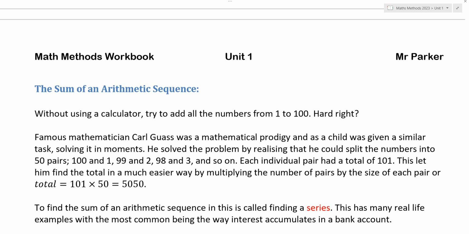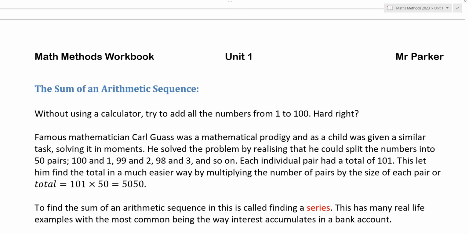And the teacher said to old Carl over there, mate, how come you're not working? He's like, I figured it out. And the teacher's like, well, what is it then? And he rattled off the answer. How did you do that? What Gauss said is, if you're adding up all the numbers from 1 to 100, what if you add the 1 to the 100 and get 101? Then you add 2 to 99 and get 101. You add 3 to 98 and get 101. So each pair is going to add up to 101. And then he just figured out how many pairs, 50. So he just did 50 times 101.